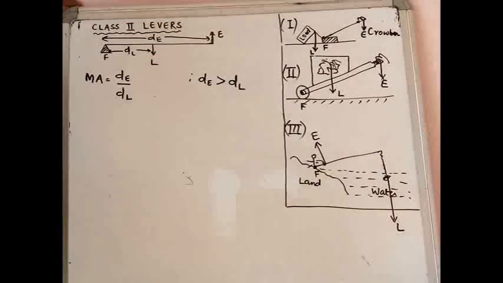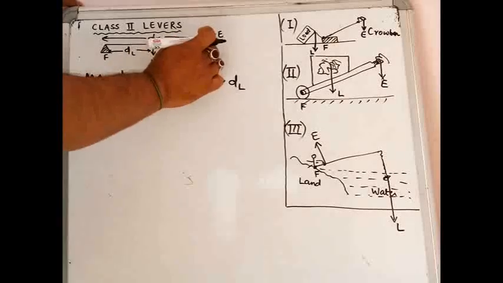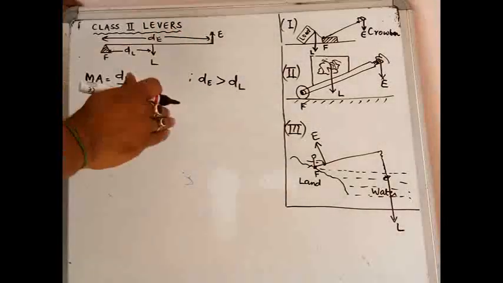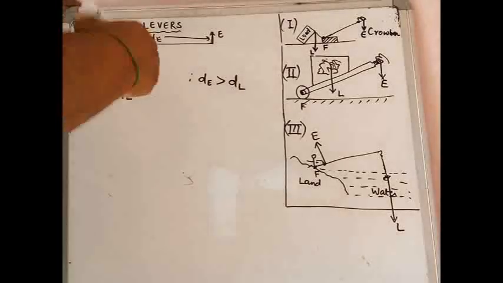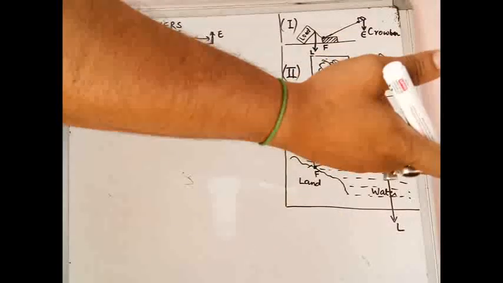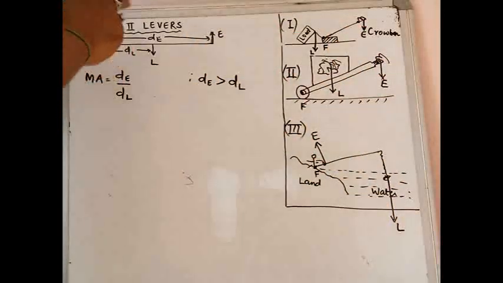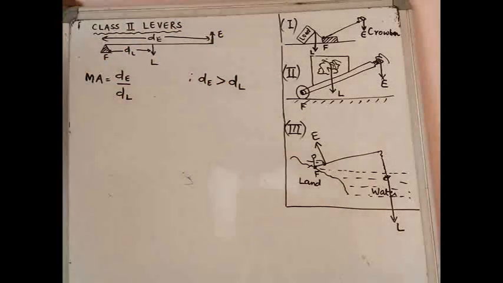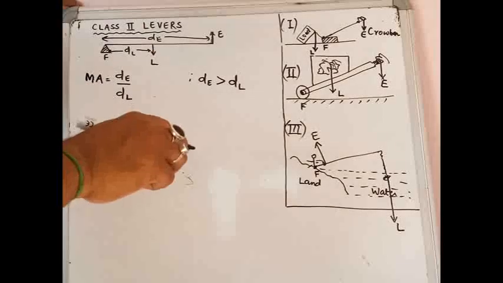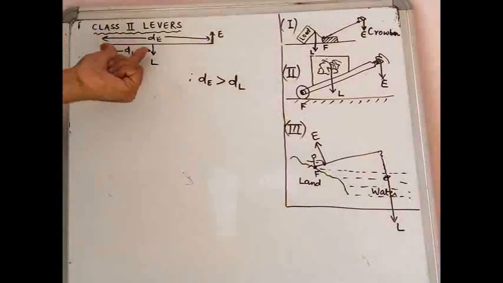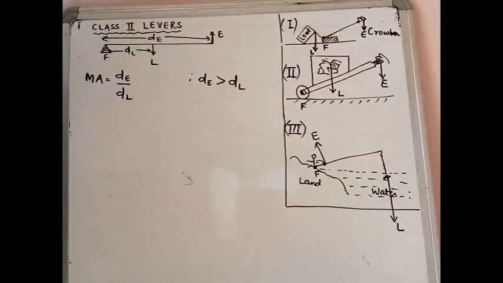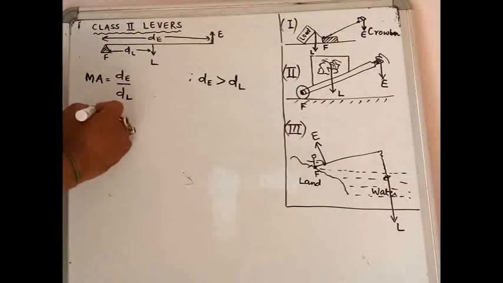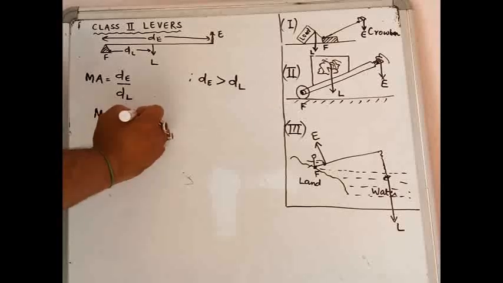Okay, it doesn't matter whether you take L this side, this side, this side, however close you take it to effort, you cannot take load away from the effort on the right hand side. Effort is always going to be on the rightmost side, because in class 2 lever, load is always in between. So you can shift the load a little bit to the right side, but it will remain in between E and F. That means dL will always be lesser than dE. So now if you have a look at this relationship, and in the formula, MA will always be greater than 1.